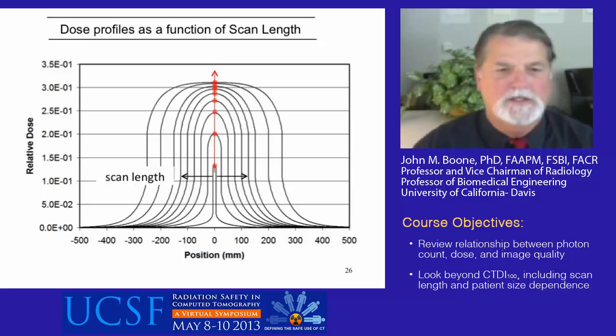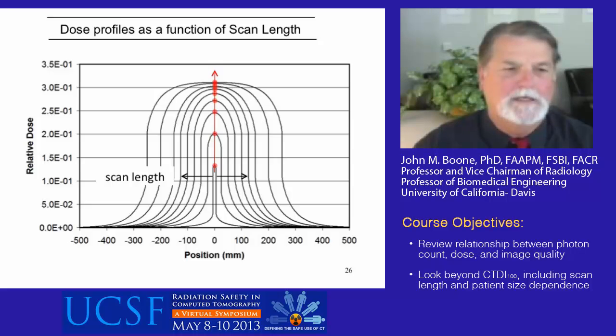And so a thin slice has a certain amplitude, but as that slice gets wider, you can see on this slide that not only does the profile get wider, of course, but the amplitude grows, and that's due to the fact that the scatter tails are adding up in these wider scan lengths and contributing to higher dose levels, especially at the center of the figure.